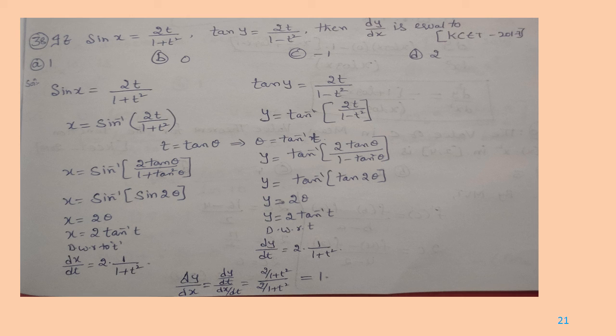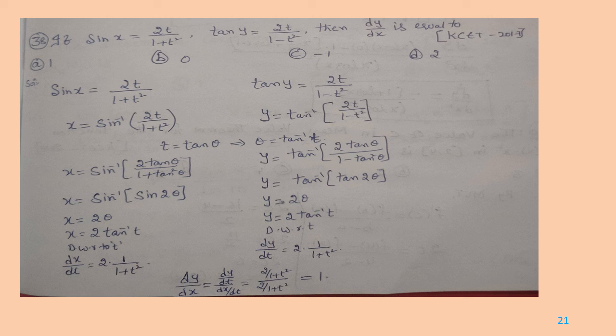Now the next one: if sin x equal to 2t by 1 plus t square, tan y equal to 2t by 1 minus t square, then dy by dx is equal to. So if sin x equal to 2t by 1 plus t square, x will be 2 tan inverse t. Similarly, for y also you will be getting 2 tan inverse t. For both x and y are same, if you differentiate you will get the same value, so the answer will be 1.